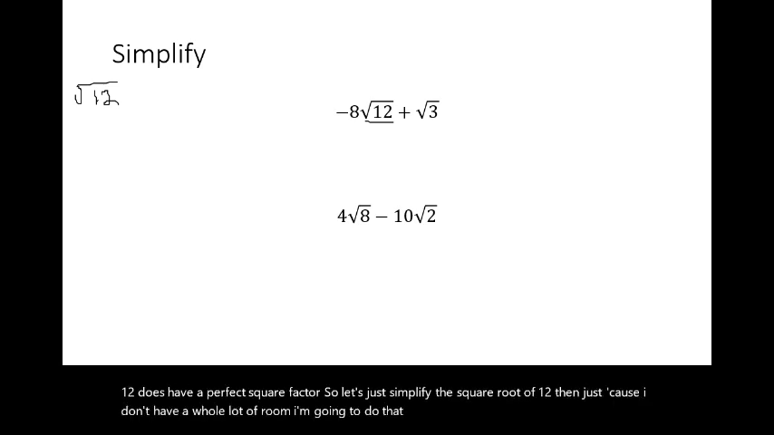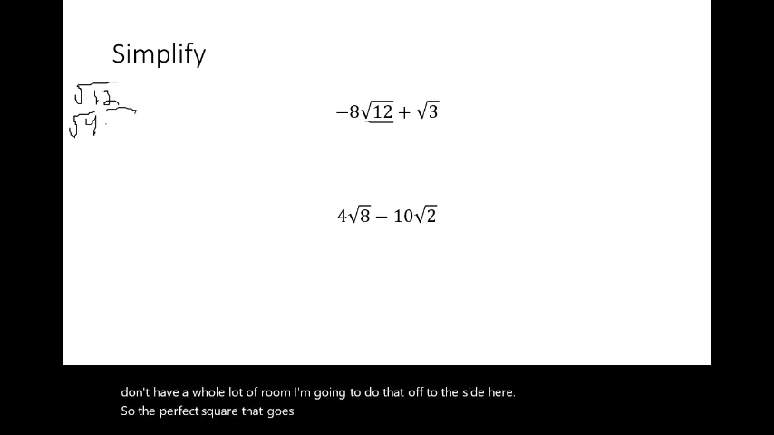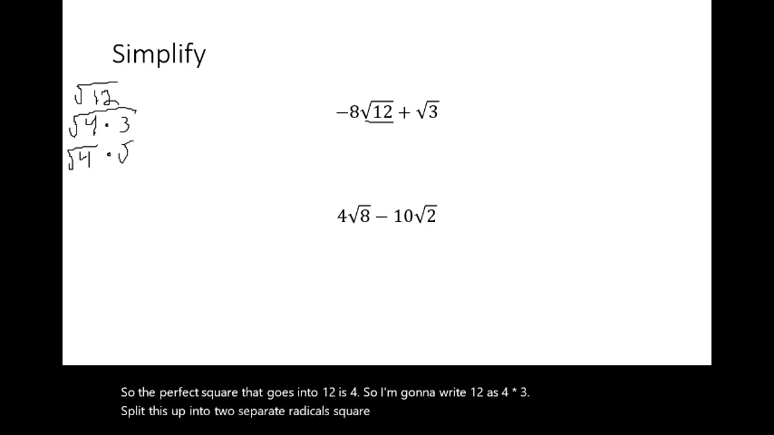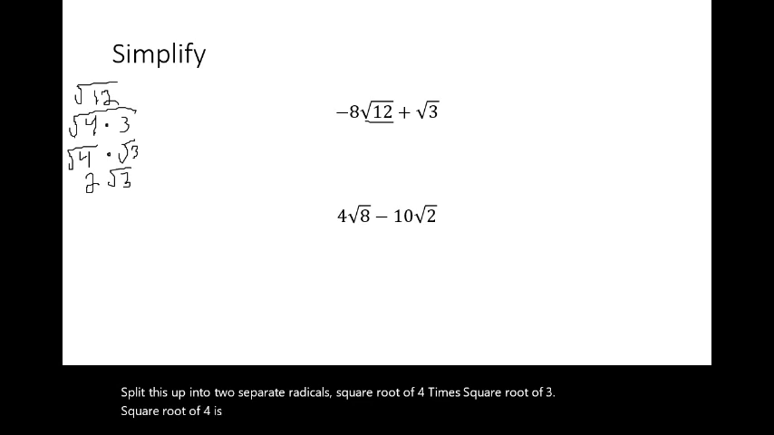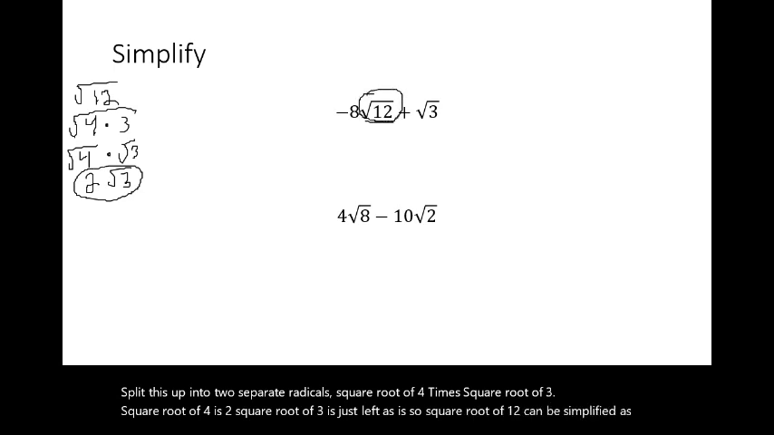So the perfect square that goes into 12 is 4, so I'm going to write 12 as 4 times 3. Split this up into two separate radicals, square root of 4 times square root of 3. Square root of 4 is 2, square root of 3 is just left as is. So square root of 12 can be simplified as 2 square root of 3.